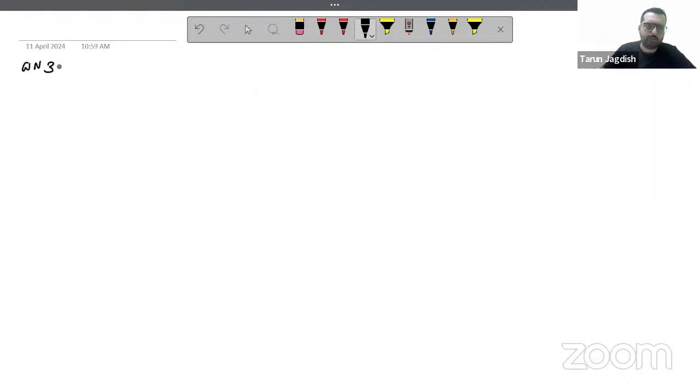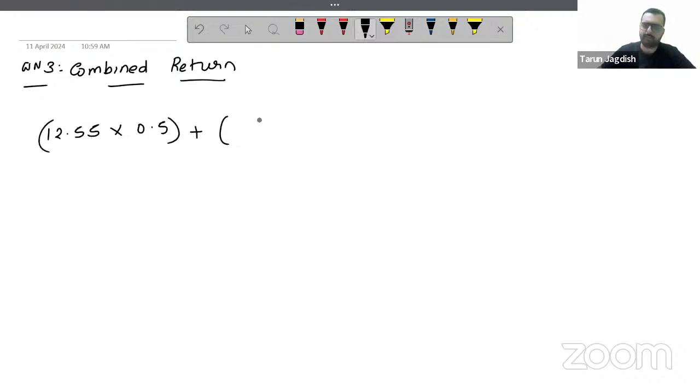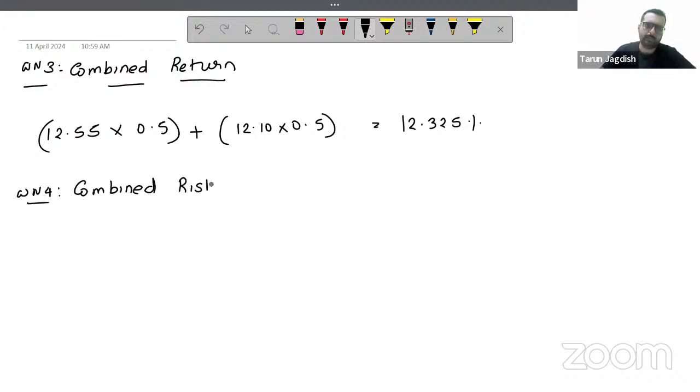So I'll write down the next working note, combined return. Everyone tell me, how do you work out the combined return? Return of A into weight of A. So that is going to be 12.55 into 0.5 plus 12.10 into 0.5. So do you get the answer as 12.325%?